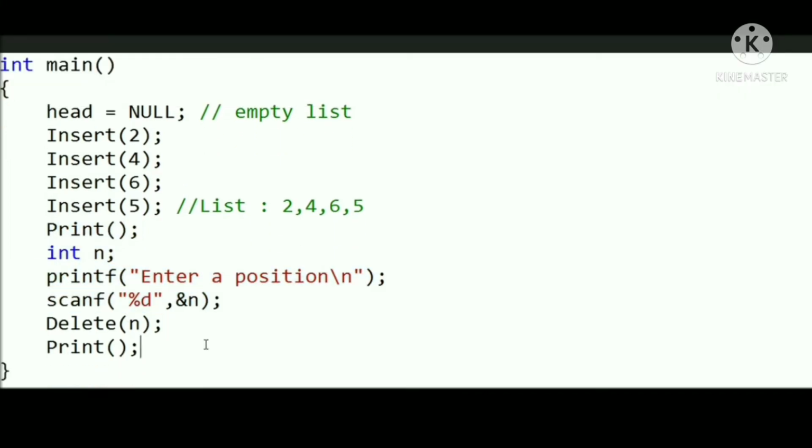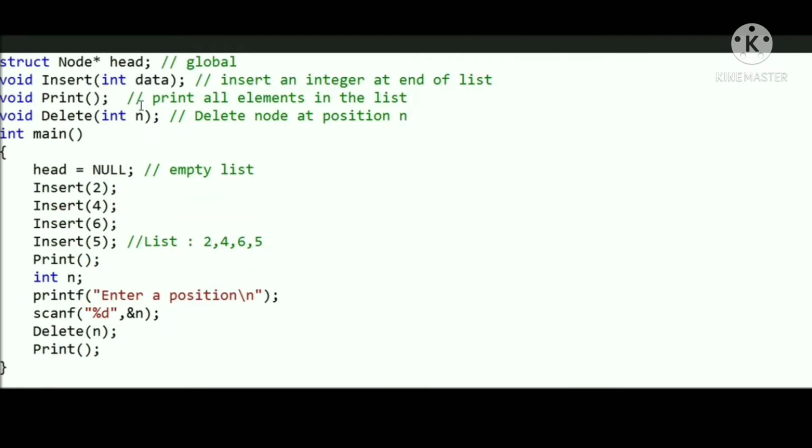Now let us assume that we will always give a valid position, and in my implementation also I will not handle the error condition when the position is not valid. We have seen the implementation of insert and print earlier, so I will not go into their implementation details. What I'll do now is implement the delete function.